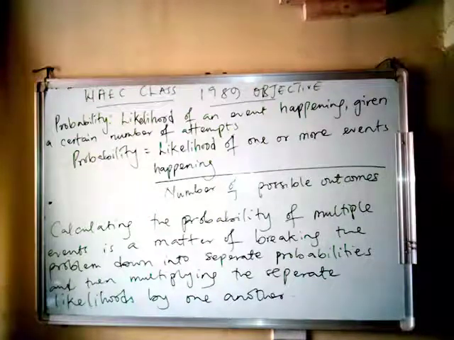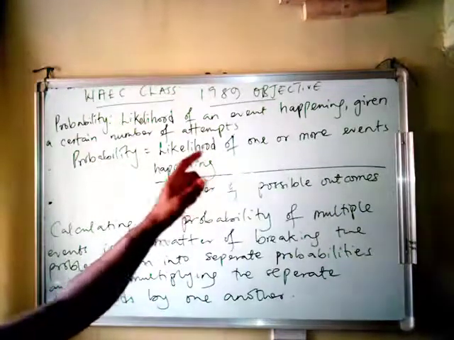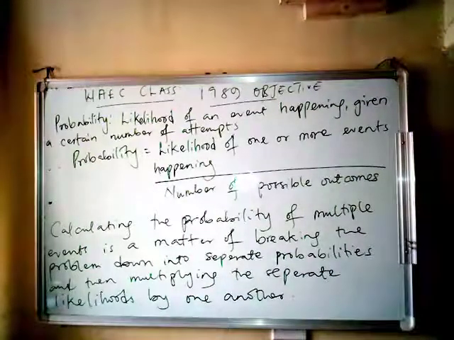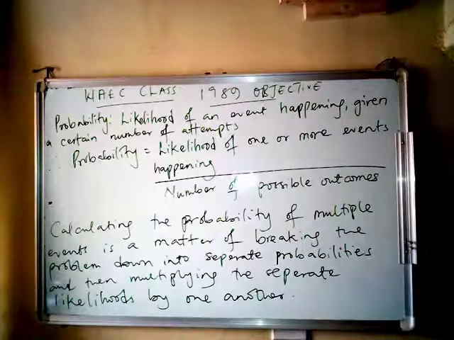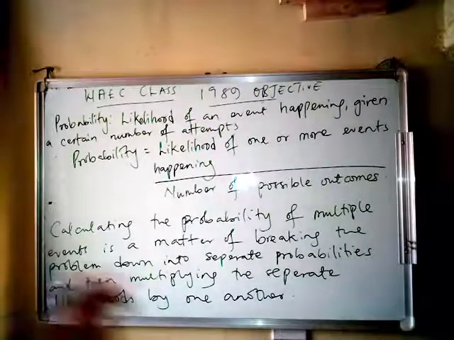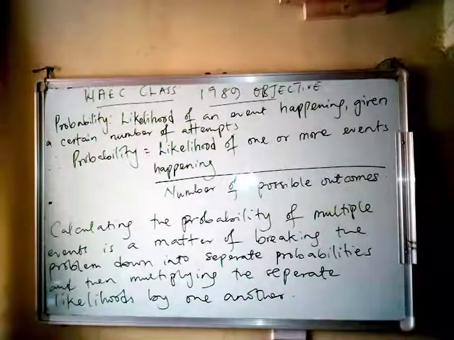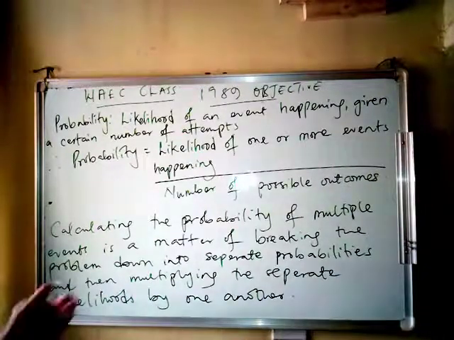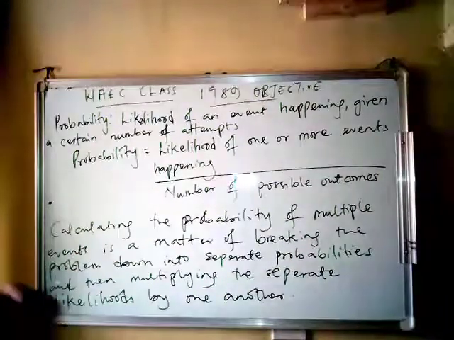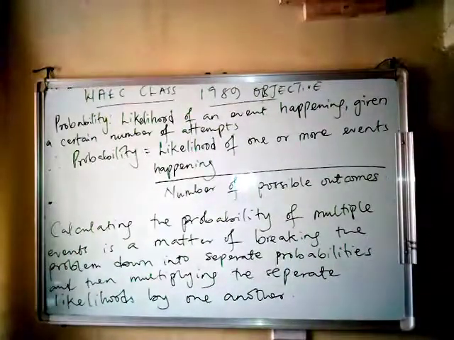So probability, for the whole of mathematics, is the likelihood of one or more events occurring divided by the number of possible outcomes. So total number of events over number of possible outcomes. That is what you have as your probability formula.